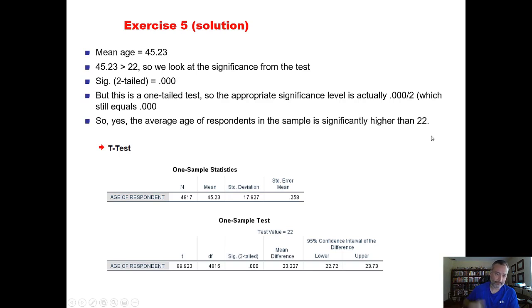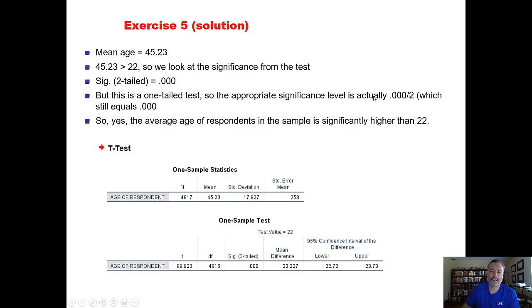Okay, we're back. And so here's the solution. You should get that the mean age in the sample is 45.23. 45.23 is greater than 22. So we'll look at the significance from the test. This is a one-tailed test, right? Because I said, is it greater than 22? Hence, it's a one-tailed test. The output gives us a sig value of 0.000. So again, that's here. Circling it here with my cursor.